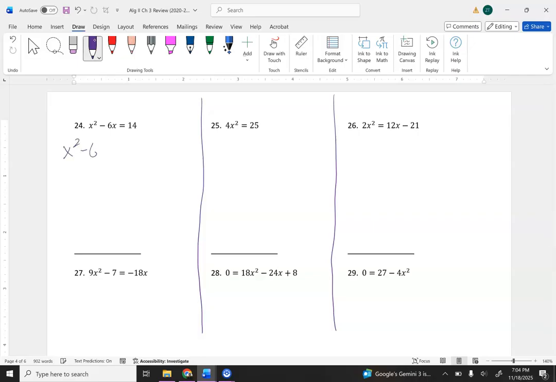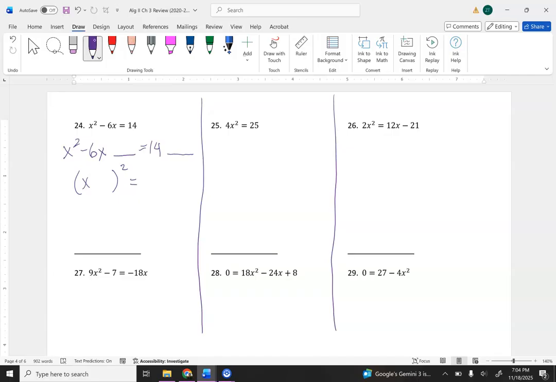So we're going to do x squared minus 6x and then create a space there. And that's equal to 14. And we'll put a space there. We have to figure out what goes in that empty space so that this thing could factor out to be a perfect square trinomial.